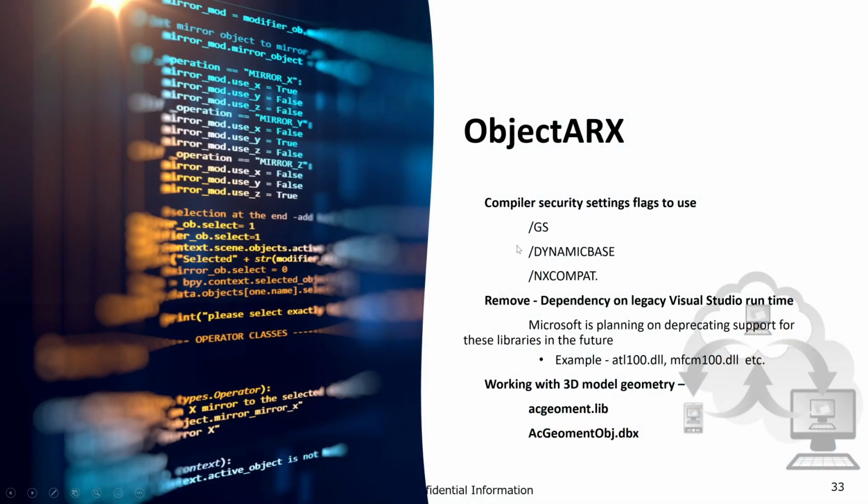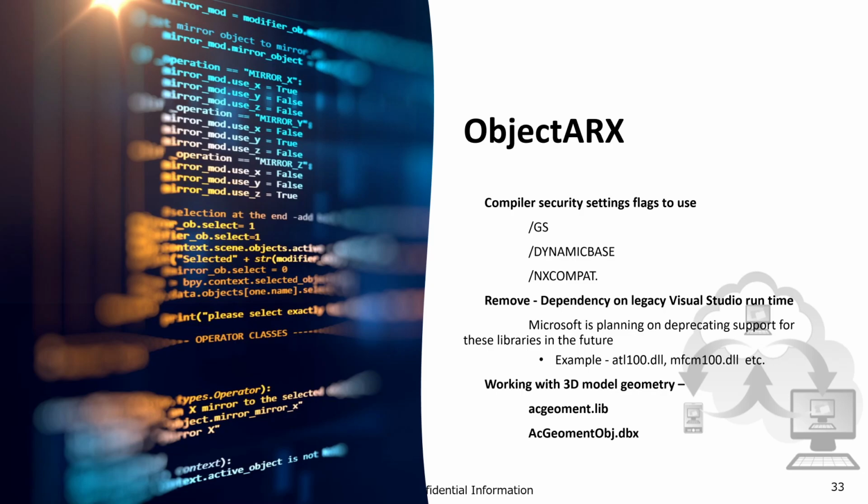These are the other information which I keep telling in my presentation. From AutoCAD 2021, we have introduced two binaries: one is the library and another is the DBX application. If you're working on 3D model geometry like solids and surfaces, make sure you link with the AcGeoment library and load the AcGeomentObj DBX.